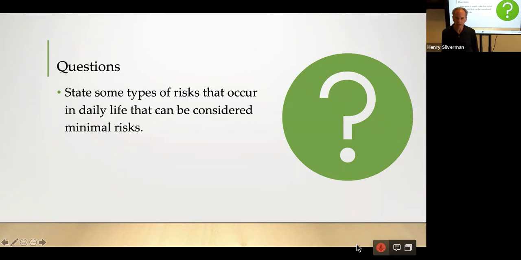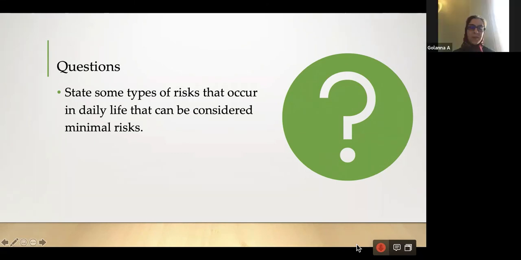Not frequently. Okay, good, right, and that's why we do it. It's a routine activity that we do, and it's the fact that we do it often. We consider that minimal risk. Driving is minimal risk. Going upstairs is minimal risk.